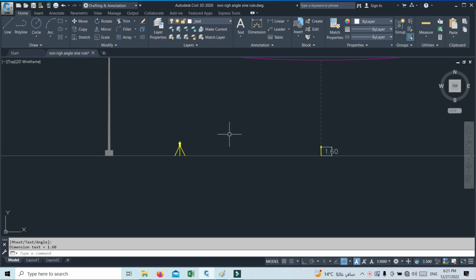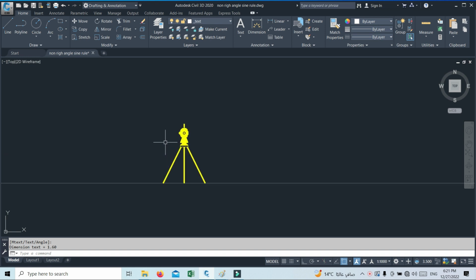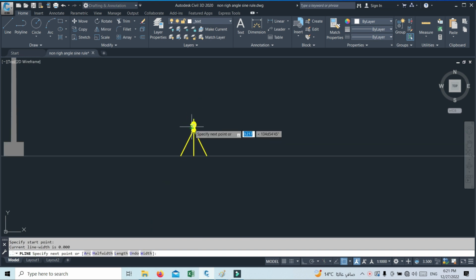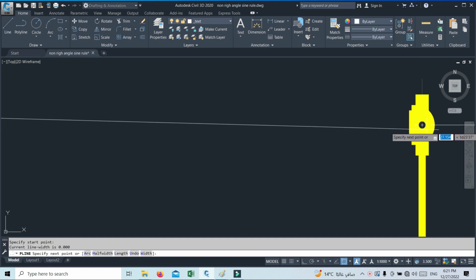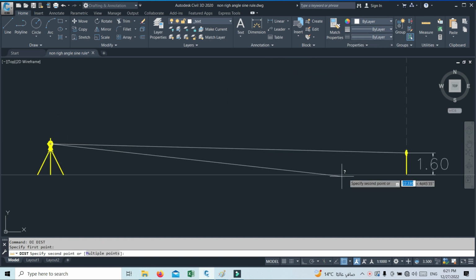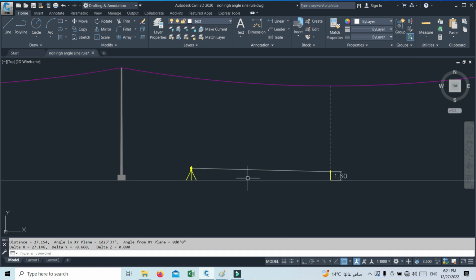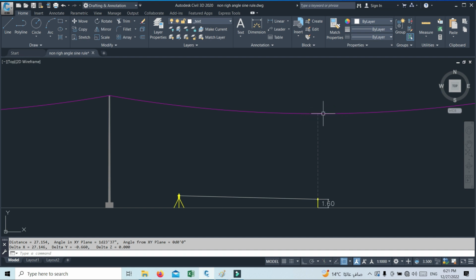And then after that, we will observe the prism from our setup. And the representation of our observation is the vertical angle is 1 degree 23.37 and the distance is 27.154. Then after that, we will observe the cable.